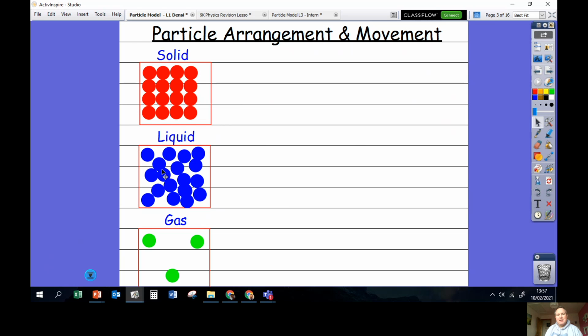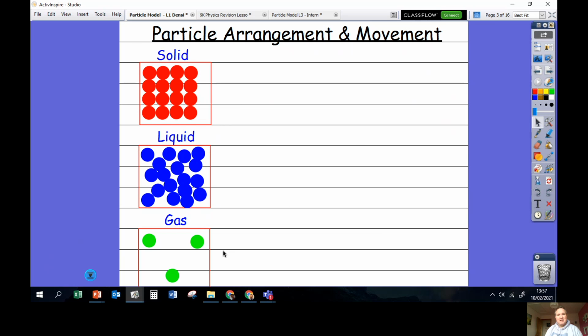When we draw the particles in a liquid, we should still draw them touching each other. But the particles are now in a random arrangement. The particles are all the same size. Finally, when we draw the particles in a gas, we draw them far apart. They are in a random pattern. The particles are still all the same size. If you want to pause the video now to finish your drawing, you can do so and then press play when you're ready.